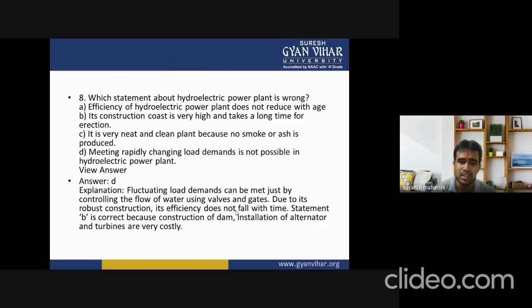Meeting rapidly changing load demands is possible in a hydroelectric power plant because fluctuating load demands can be met just by controlling the flow of the water using the valves and the gates. Due to its robust construction, its efficiency does not fall with time. Statement B is correct because construction of the dam, installation of the alternator, and turbines are very costly.